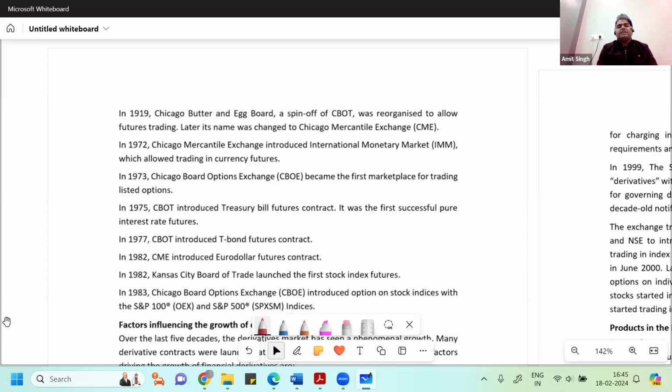So in 1919, you can see there was another subgroup of the Chicago Board of Trade, whose name was Chicago Butter and Egg Board. It was reorganized to allow futures trading. Earlier, the futures contract was introduced in the Chicago Board of Trade. Then there was another arm of the Chicago Board of Trade called the Chicago Butter and Egg Board in 1919.